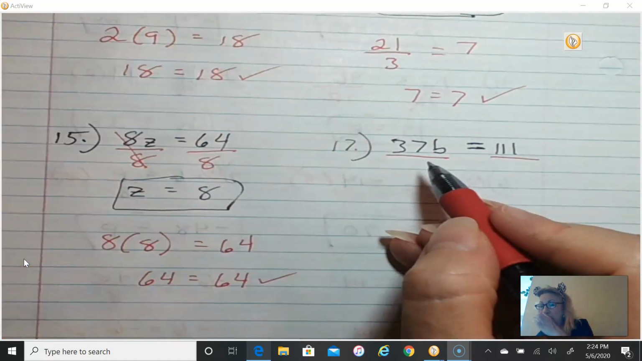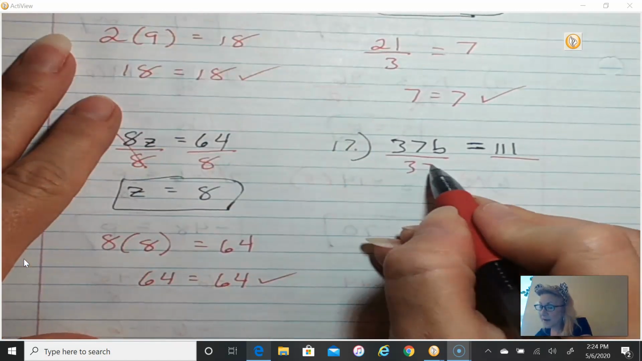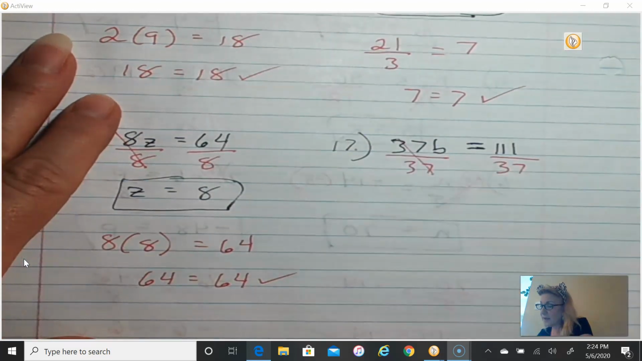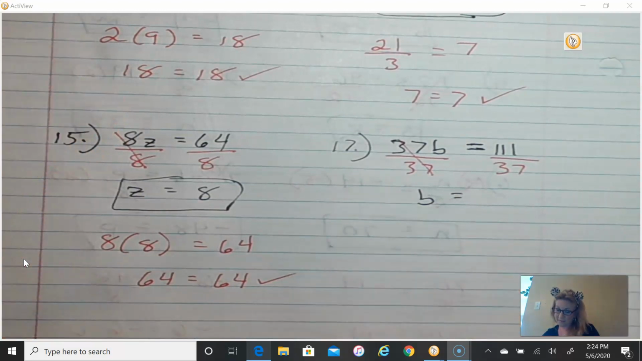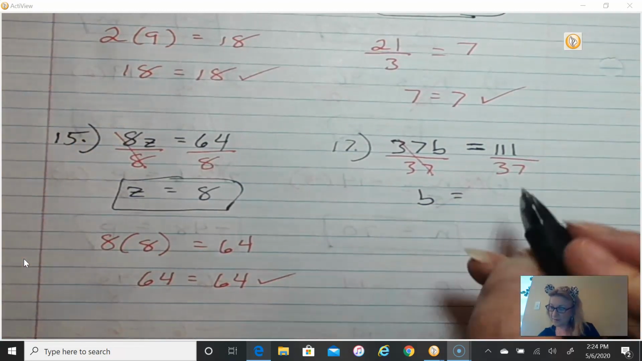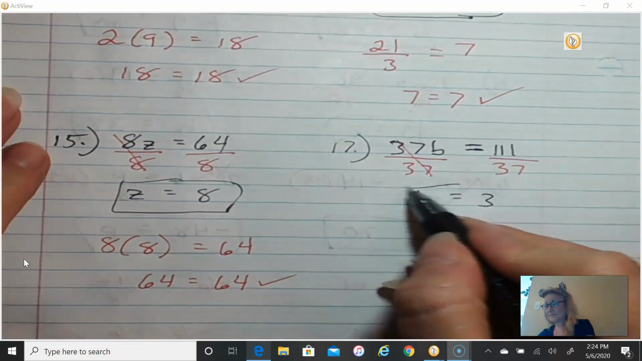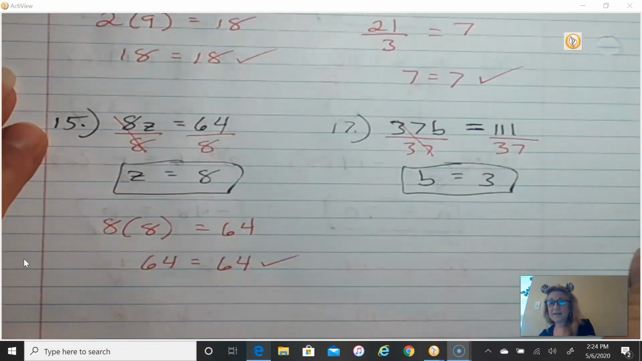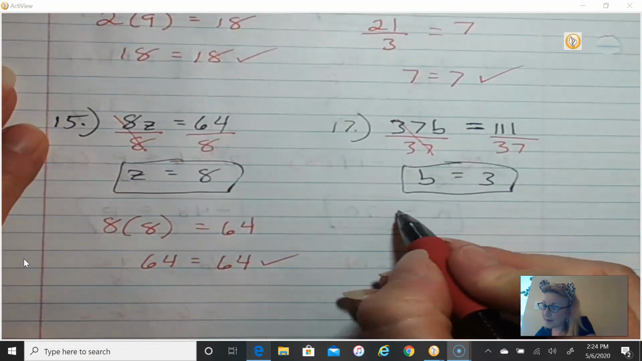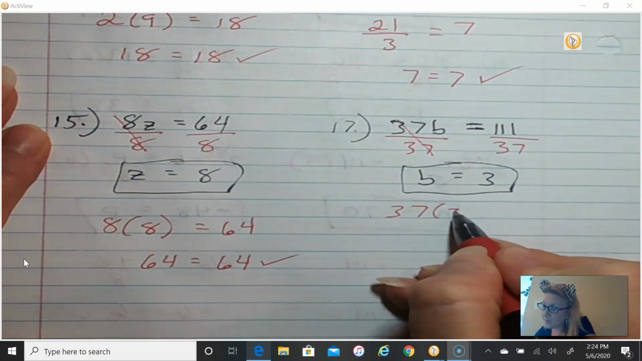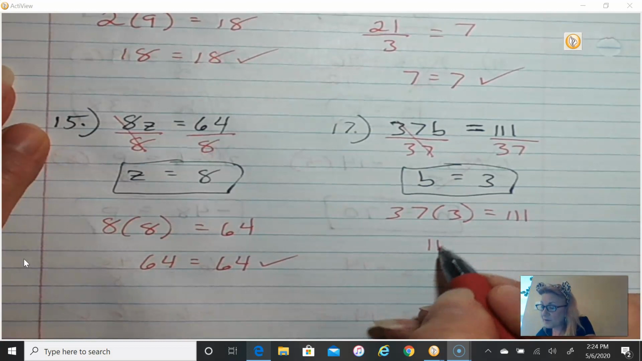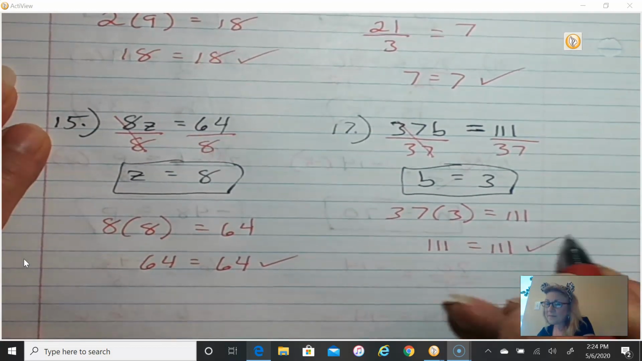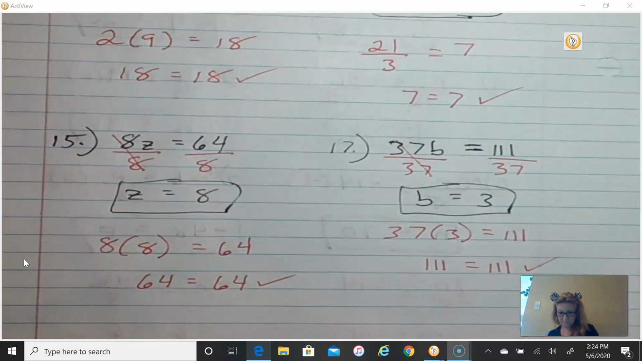So if you're multiplying, you divide both sides by 37. That crosses out. So what is 111 divided by 37? 3. So let's go ahead and substitute and check that. 37 times 3 is 111. There you go. I think you guys got it.